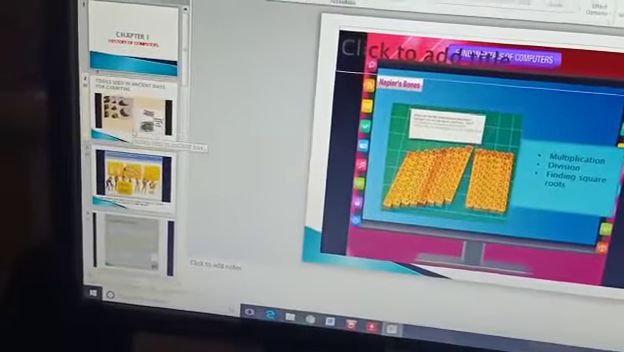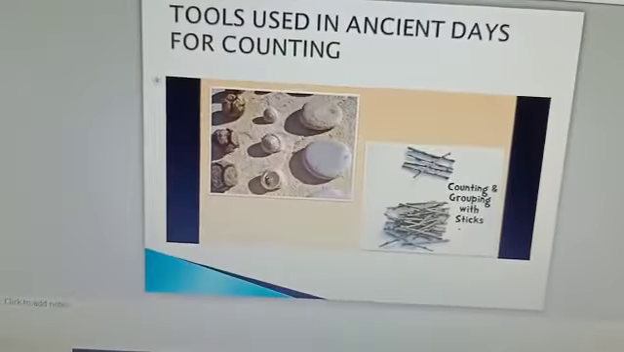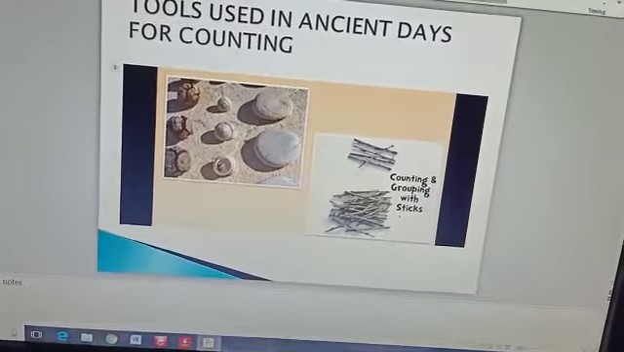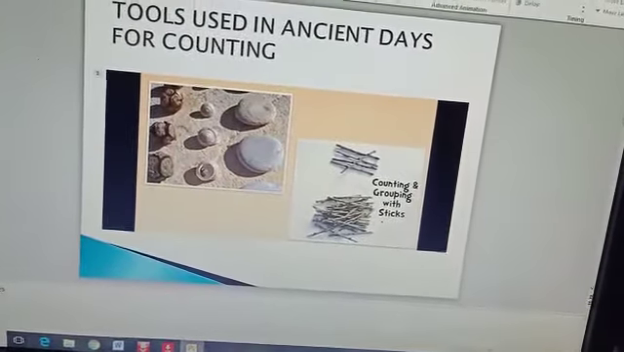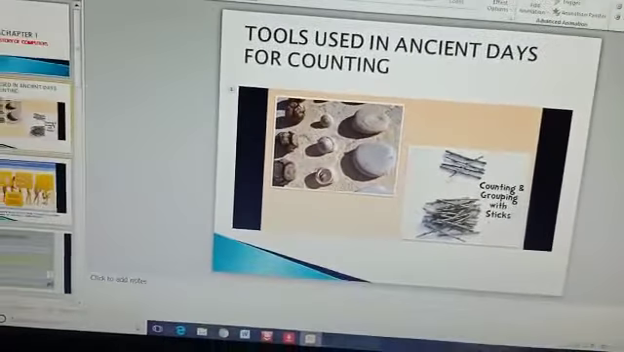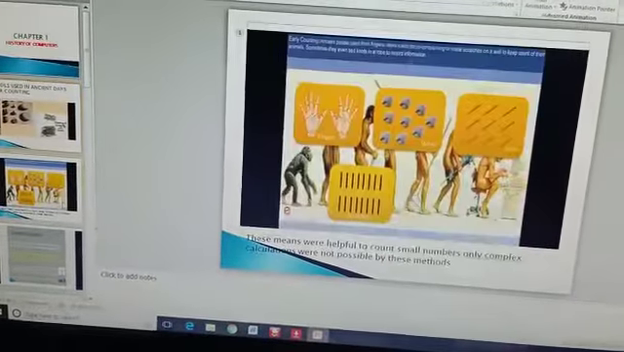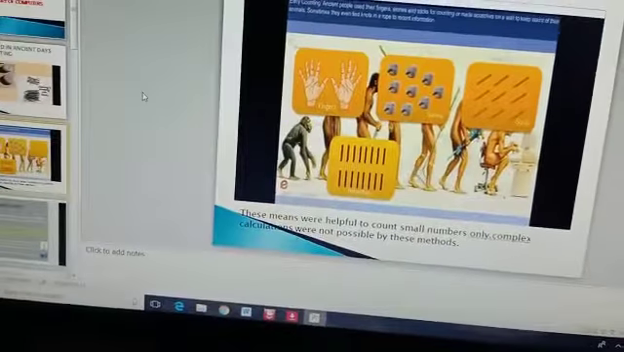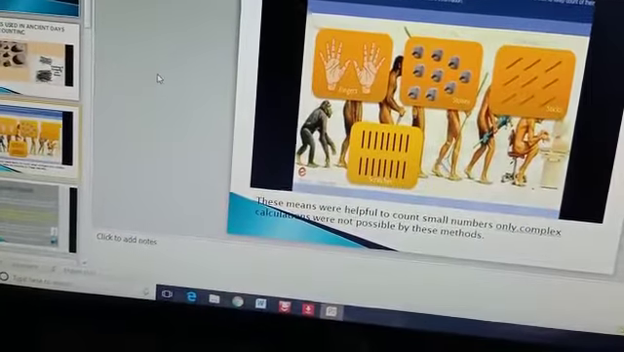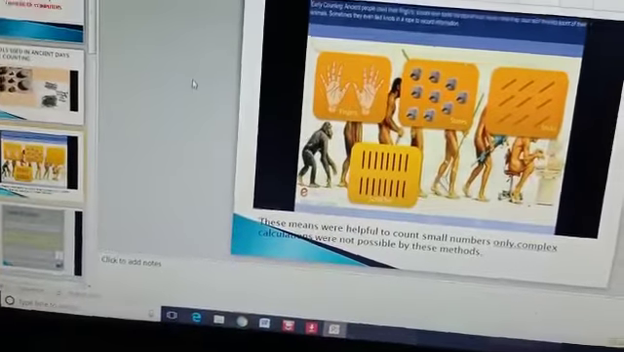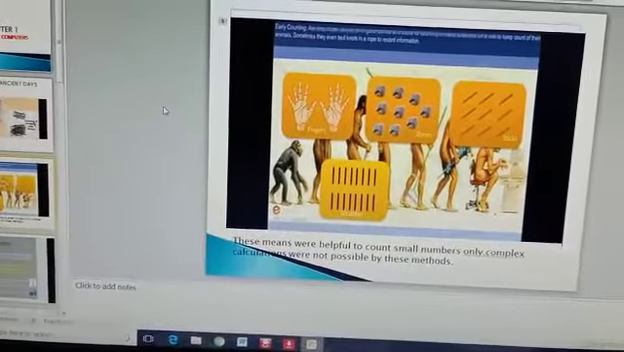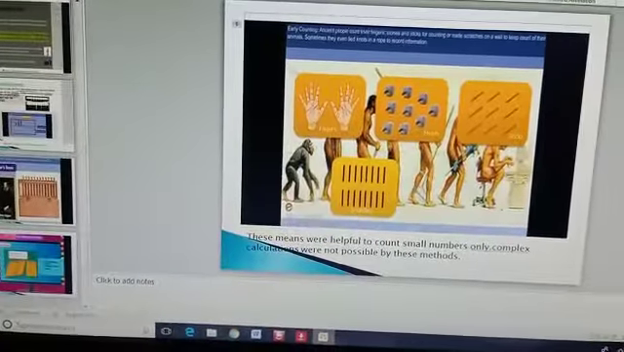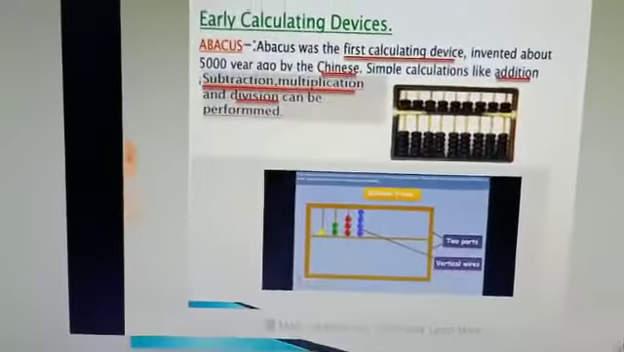So we discussed that during early ages, people used what all things for counting? Stones, pebbles, then sticks, fingers, like that. All these things were used for counting, but these were not sufficient. Then came the existence of other devices. What all devices did they invent? Abacus and Napier's bones.